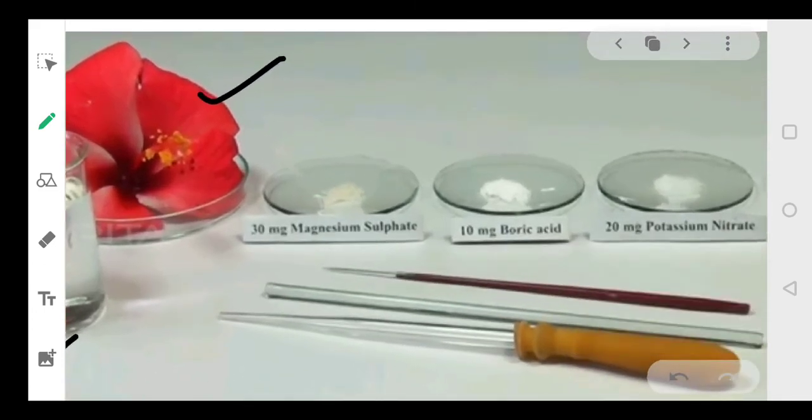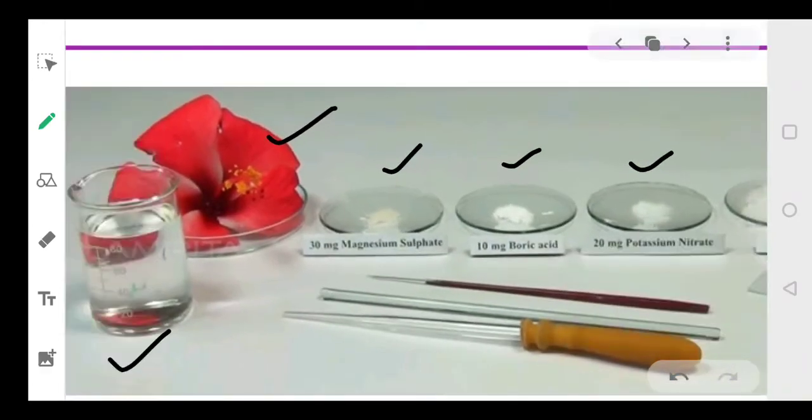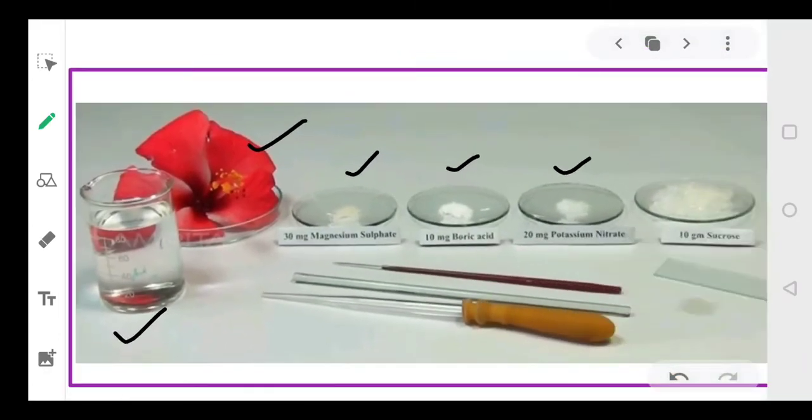Then we have magnesium sulfate, boric acid, potassium nitrate, and sucrose. Sucrose is your sugar. So we will have distilled water, a flower, 30 milligrams of magnesium sulfate, 10 milligrams of boric acid, 20 milligrams of potassium nitrate, and 10 grams of sucrose. We will use the dropper, glass rod, and slide. Okay, clear everyone? We will use the following materials.